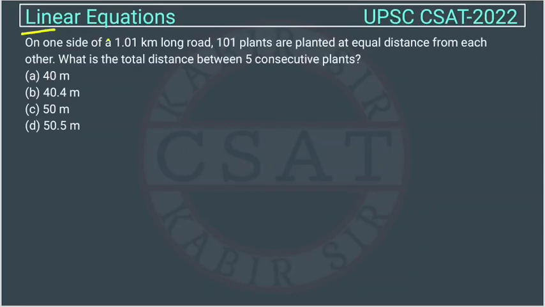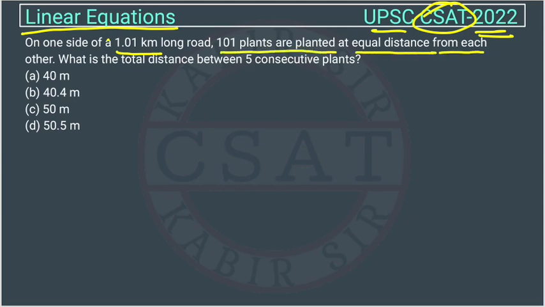This is a question of simple linear equation, asked by UPSC in their CSAT exam of 2022. On one side of a 1.01 kilometer long road, 101 plants are planted at an equal distance from each other. What is the total distance between the 5 consecutive plants?